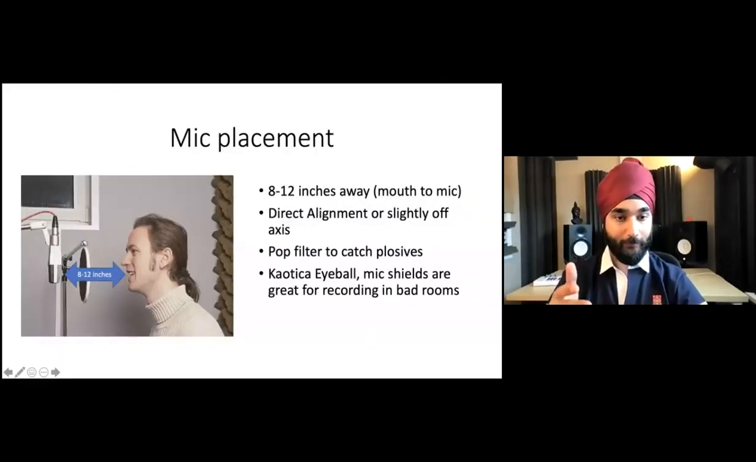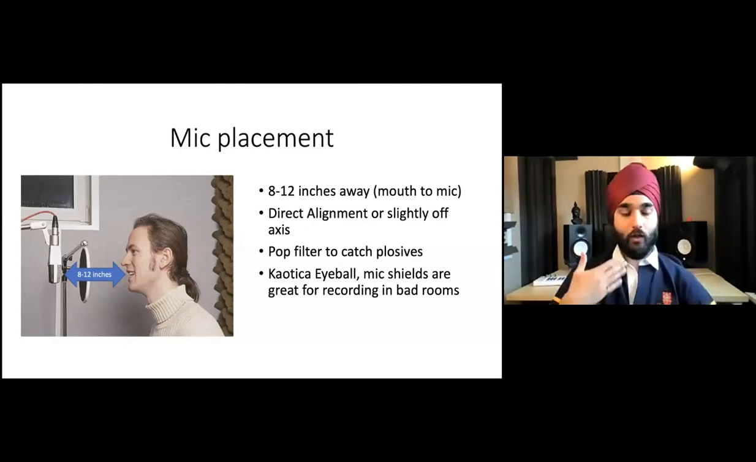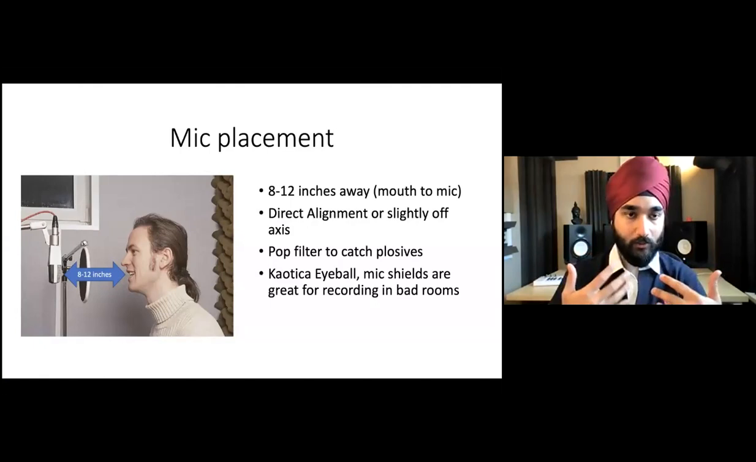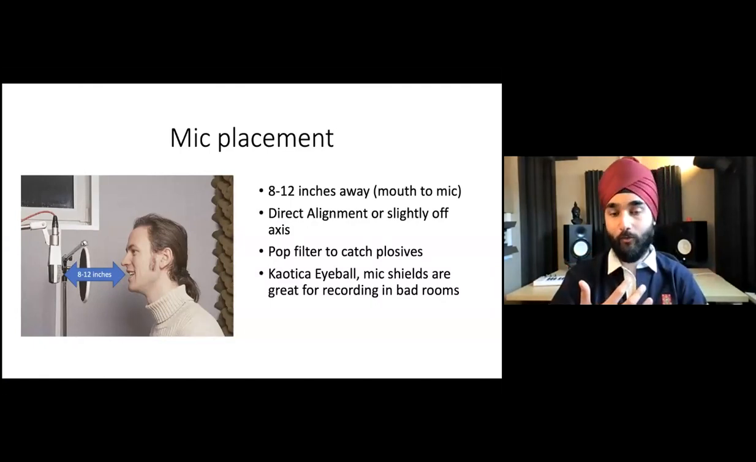Here's a guy with a mullet standing in front of a microphone. The best mic placement for vocals is 8 to 12 inches away from the tip of your lips to the front of the microphone. And the closer you get to the microphone, the more bassy your voice is going to be. That can be good or bad. Depends on the kind of track that you're trying to record.